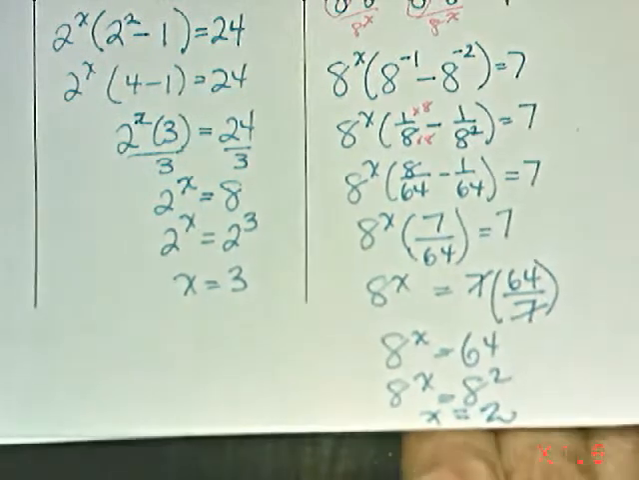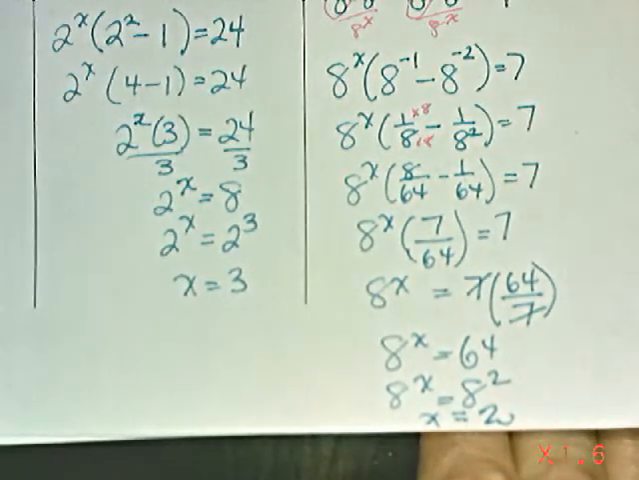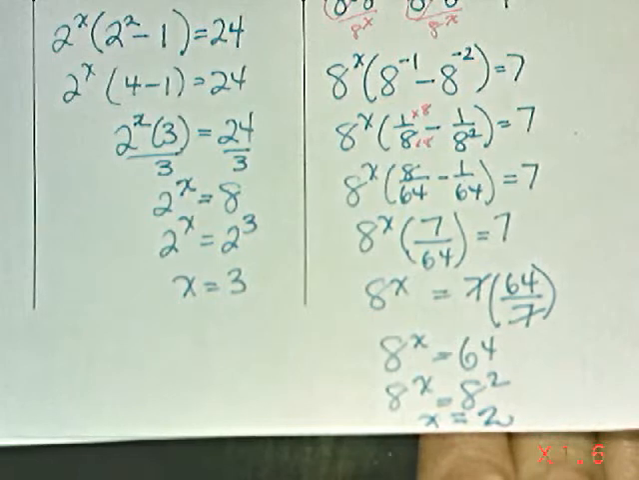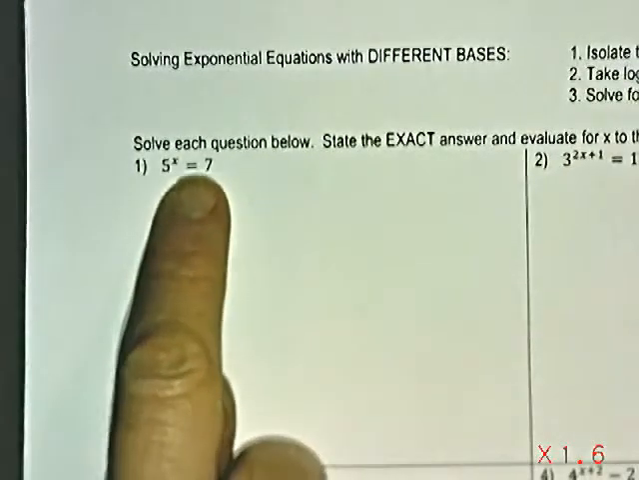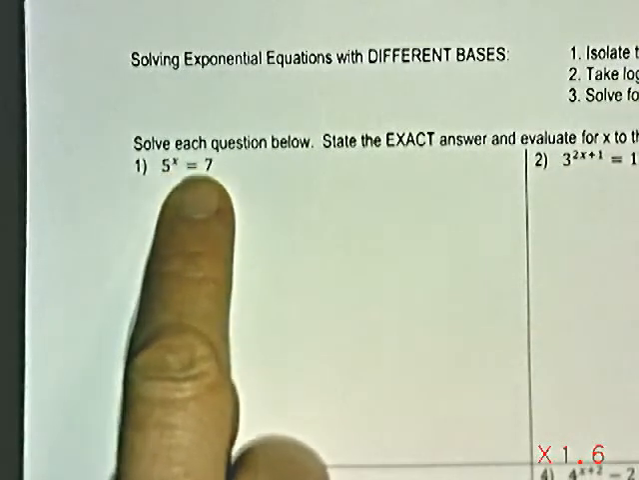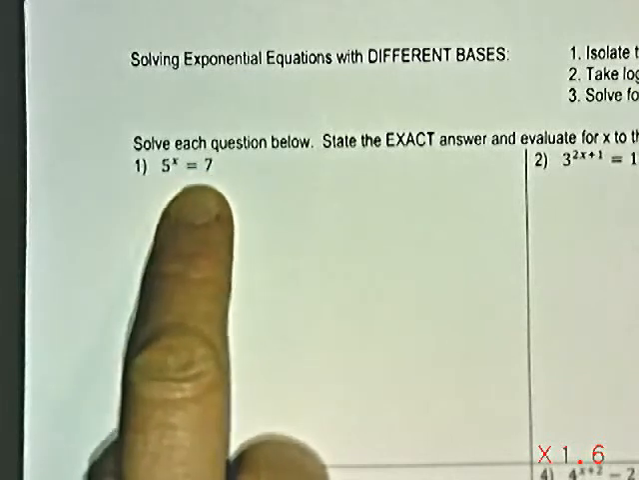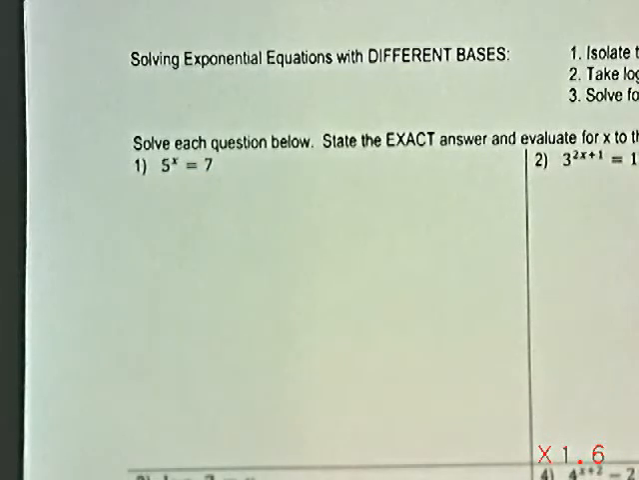The next progression would be to work with examples where I cannot easily get the very same base on both sides of the equation. Something perhaps like this. 5 with some mystery exponent is equal to 7. There's no way I can get a base of 5 on both sides of that equation, and so this is what logarithms are good for.